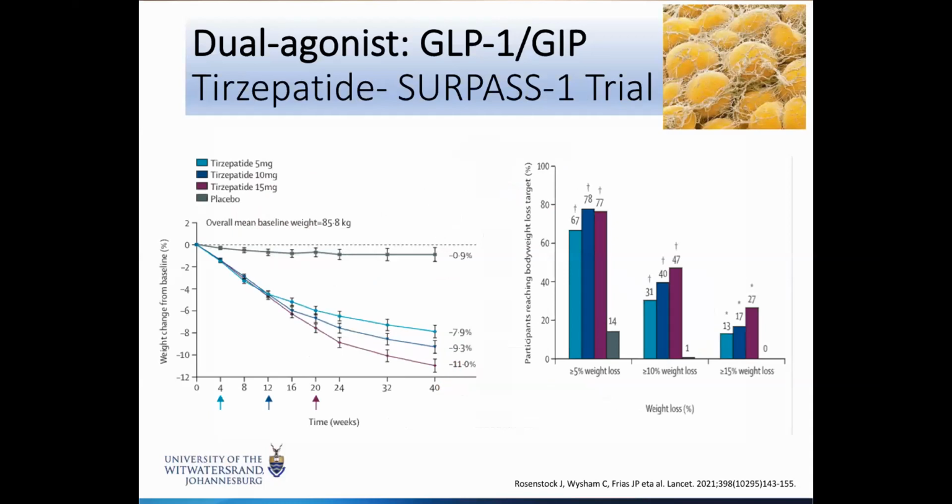With regards to the trial, it's tirzepatide from the SURPASS-1 trial, which showed an 11% reduction in terms of weight, and 27% of patients had more than 15% weight loss, about 47% achieving more than 10% weight loss, and 77% of patients more than 5%. But what's important to note here is that weight loss occurred as early as 4 weeks. And if you look at it at 40 weeks, it wasn't plateauing. So they're still having ongoing weight loss.